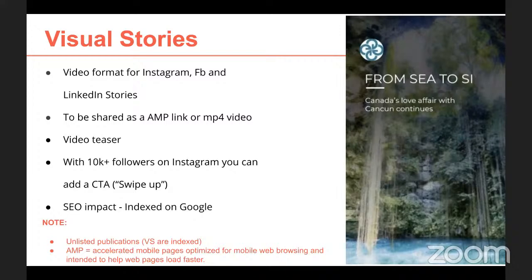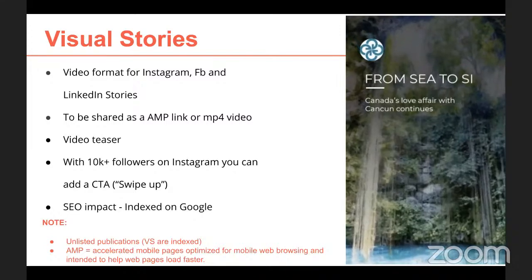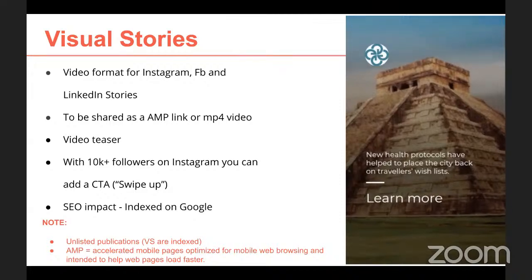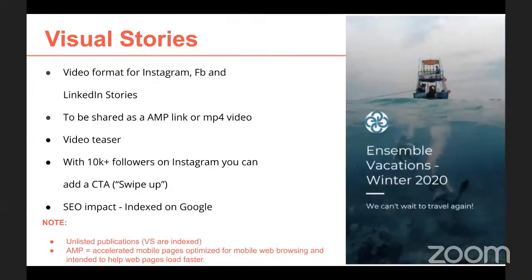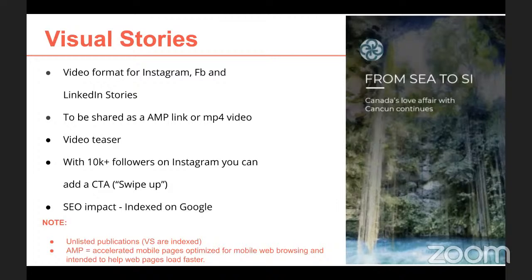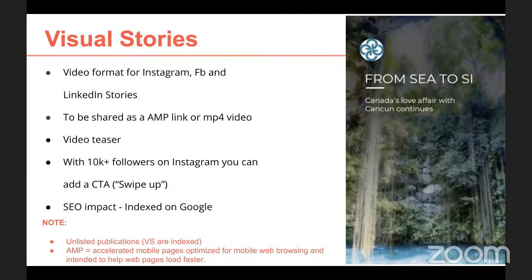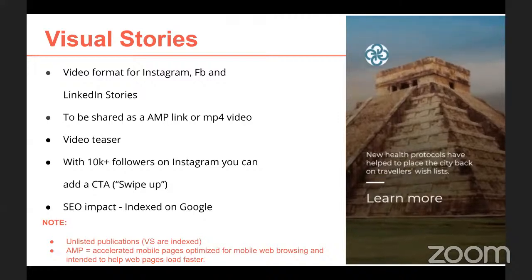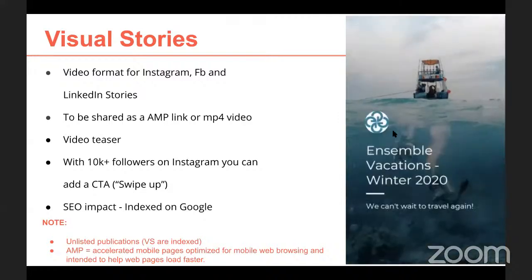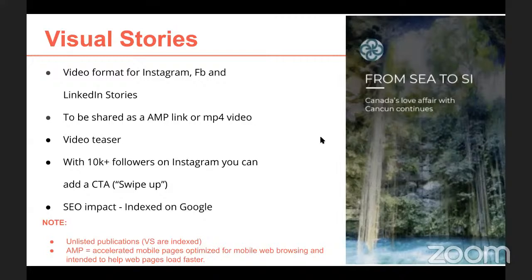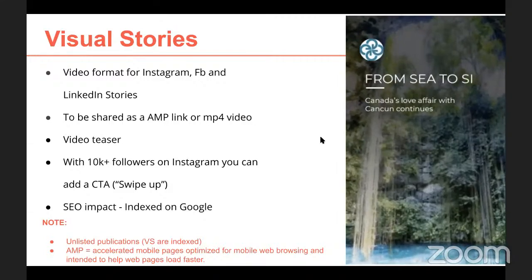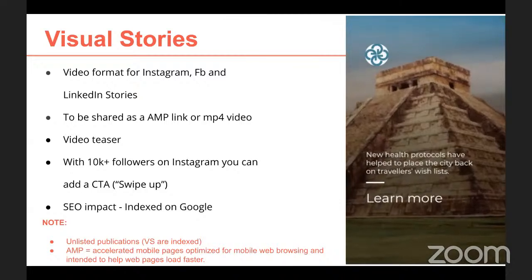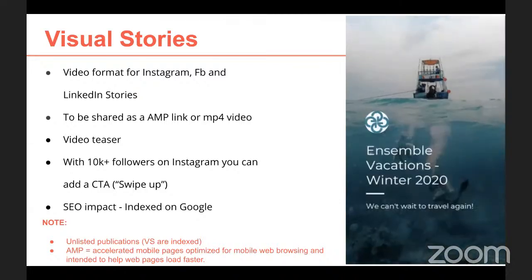Visual stories can be shared out in two ways. You can share it out as an AMP link. AMP stands for Google Accelerated Mobile Pages, which are optimized for mobile web browsing, and anything loading on the AMP link will load faster on the mobile phone. Or you can go ahead and download the visual story as an MP4 file as well. And it's, again, a great way for you to build out a video teaser for your content.